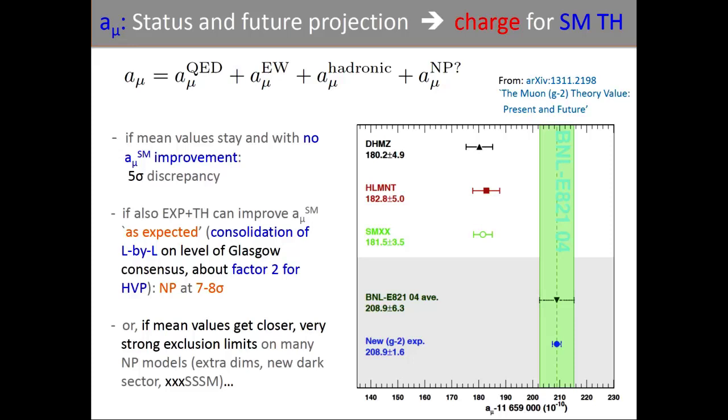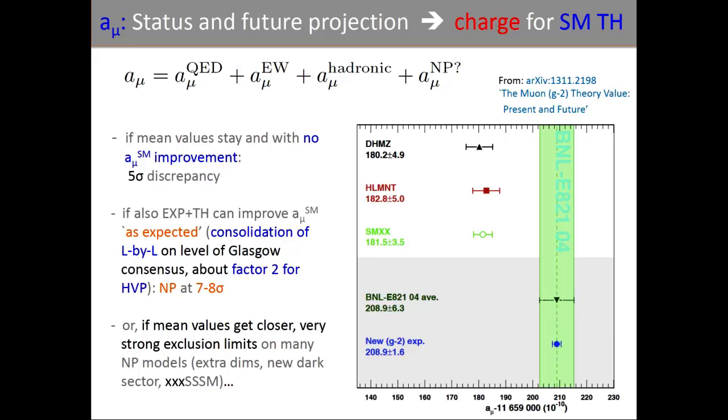And this is the BNL result as it stands now for many years. And the experiments hope to improve that by a factor of 4. So if the mean value stays, then we would bring the discrepancy to some concluding discovery, of course, not knowing what's in the loop.